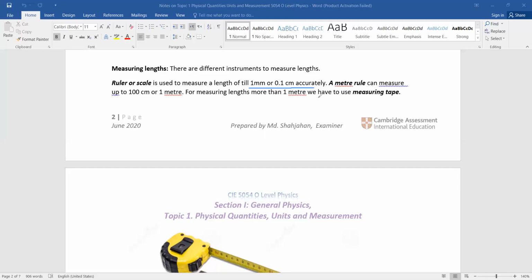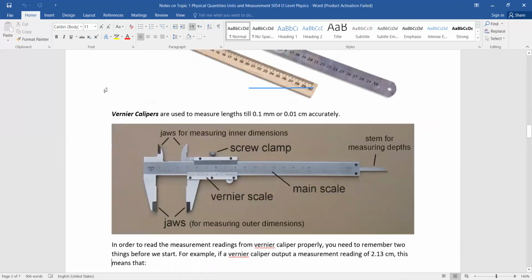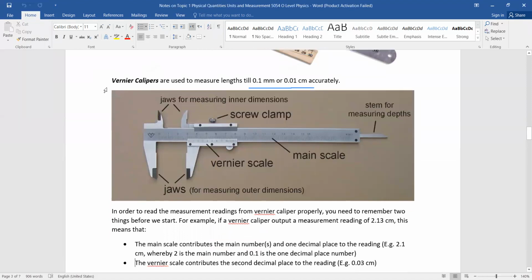Here we are going to discuss how we are getting the reading in the vernier calipers and how to calculate from the reading. You check this one here, vernier calipers, right? Look, you can see vernier calipers.